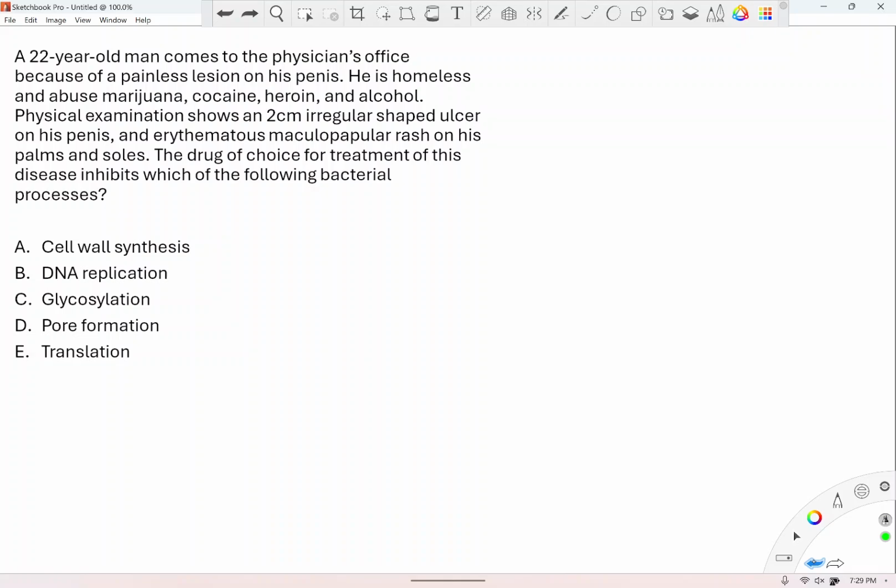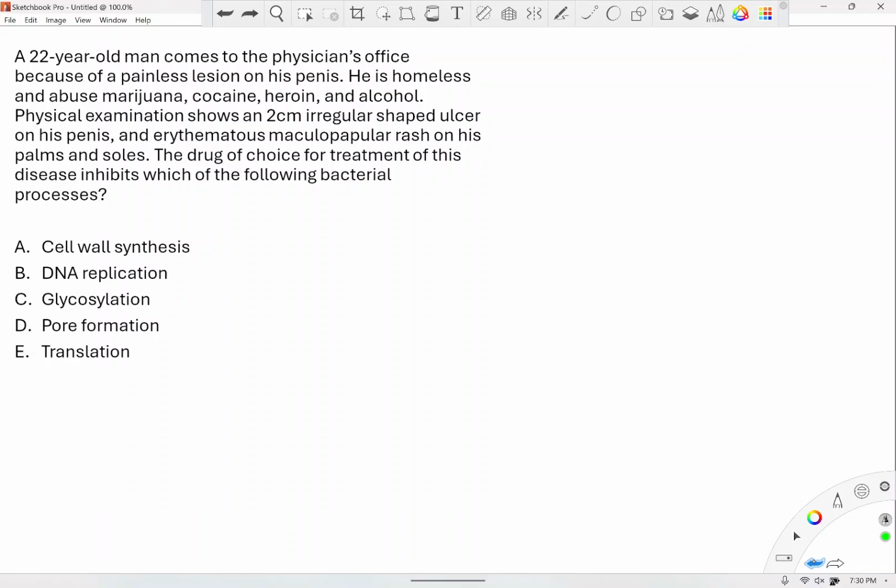Okay, so next question is: a 22-year-old man comes to the physician's office because of a painless lesion on his penis. There are genital lesions. Out of the 6 or 8 that I know, only 2 of them are painful. One of them is herpes, and most of them are painless. So it's a good way to divide it that way. But let's continue this thing.